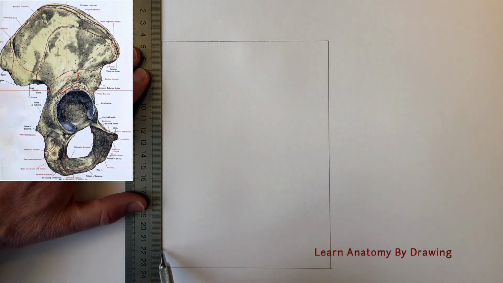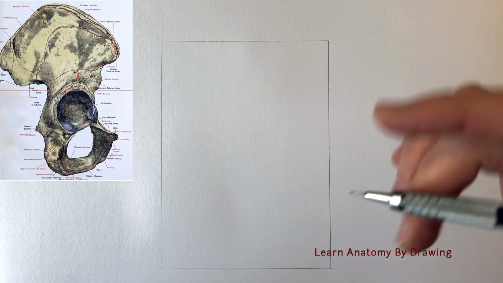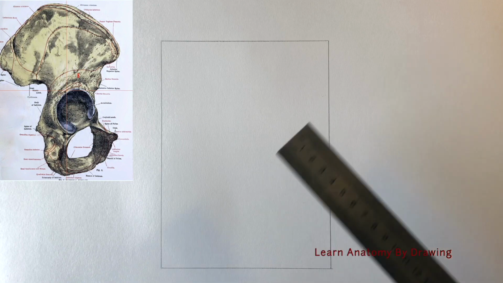People have different size pelvises and different dimensions. So it's an important point that, while we have a reference and we're referring to that reference to help us learn the anatomy, we are drawing a pelvis, not necessarily the pelvis that we see in the reference. So if it doesn't look exactly the same, don't worry about it. You'll still learn the anatomy and be able to identify it in an exam and integrate it into your clinical practice.